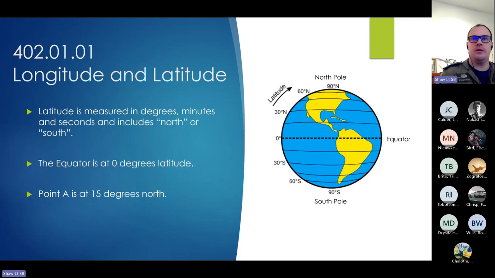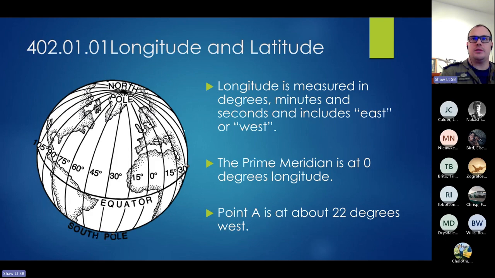Okay, moving on. Longitude. That's measured in degrees, minutes, and seconds, and it includes east or west. The prime meridian is at 0 degrees longitude, and we'll talk about point A, like I said, in a little bit. That runs through Greenwich, England, as you can see, right through England and through Africa. And the opposite side of the world is 180 degrees, east or west.